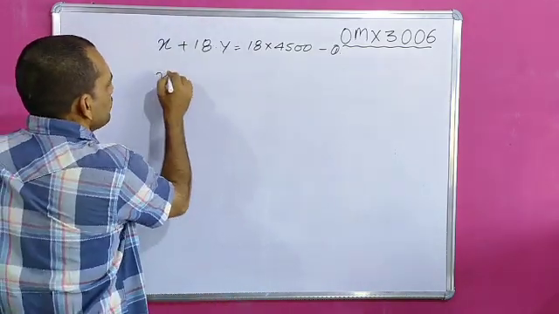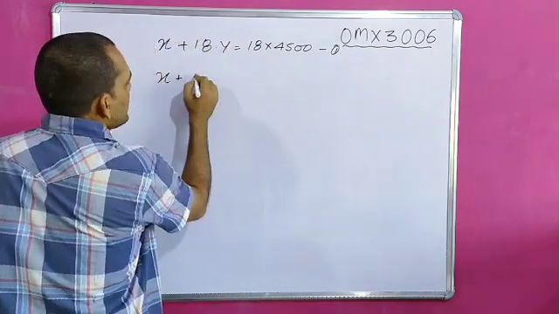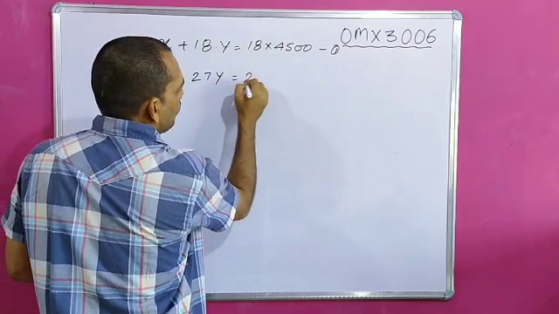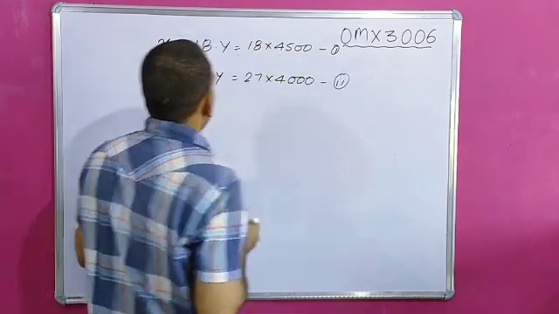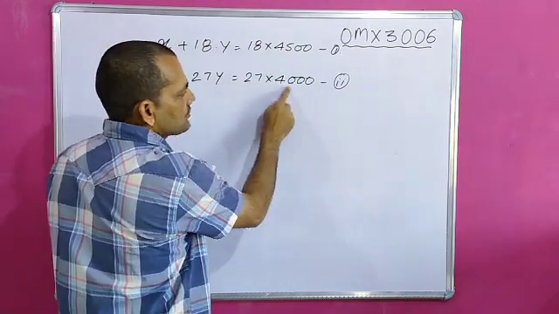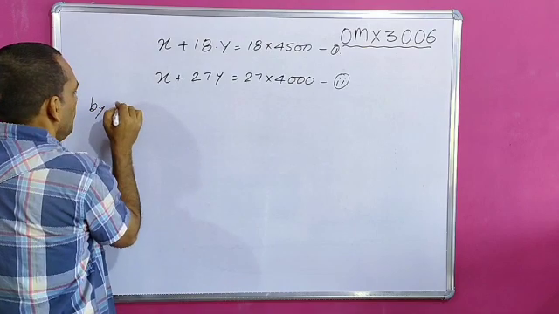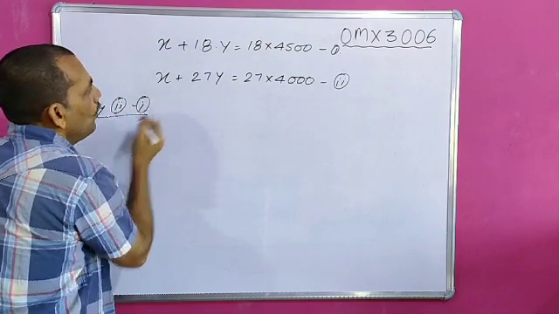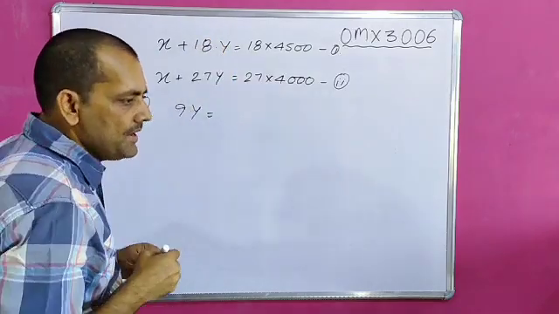Now, the second relation is given as: if the number of students is 27, then X plus 27Y equals 27 into 4,000. So if there are 27 students, the total cost is this much. Simply subtract these two, equation 2 minus 1. We will get the value as 9Y, since 27 minus 18 will be 9.